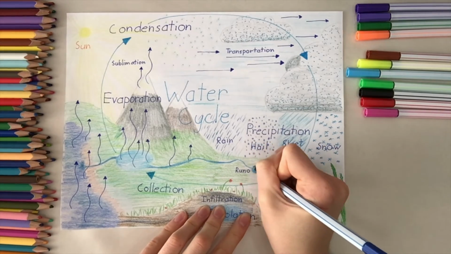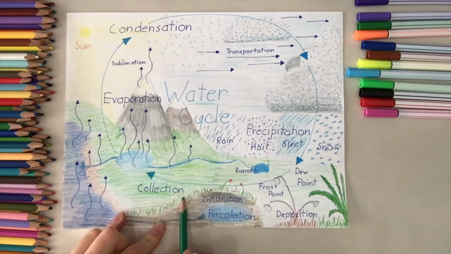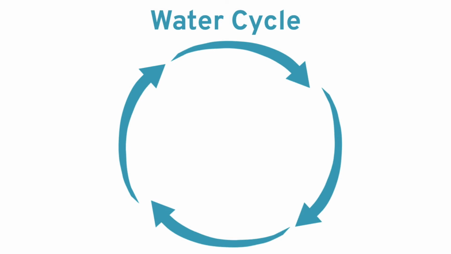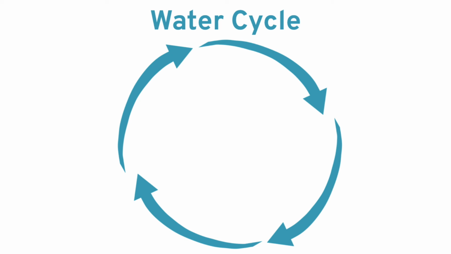The water could also become runoff and then collect in puddles, lakes, rivers, or streams, where it could eventually flow to the ocean. The water cycle is an important part of Earth's atmosphere, and understanding how it works can help us appreciate the unique conditions needed to support life.